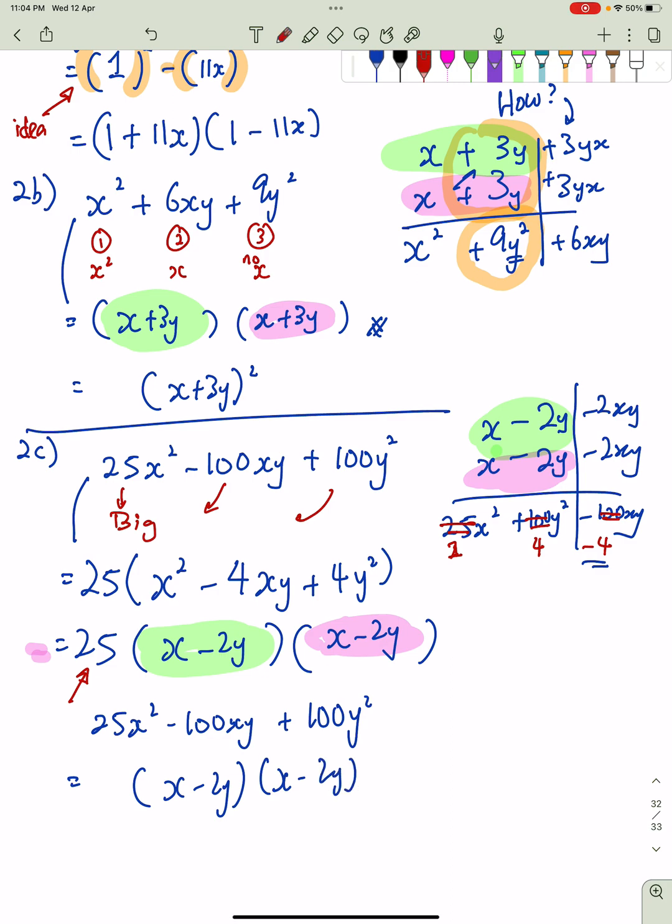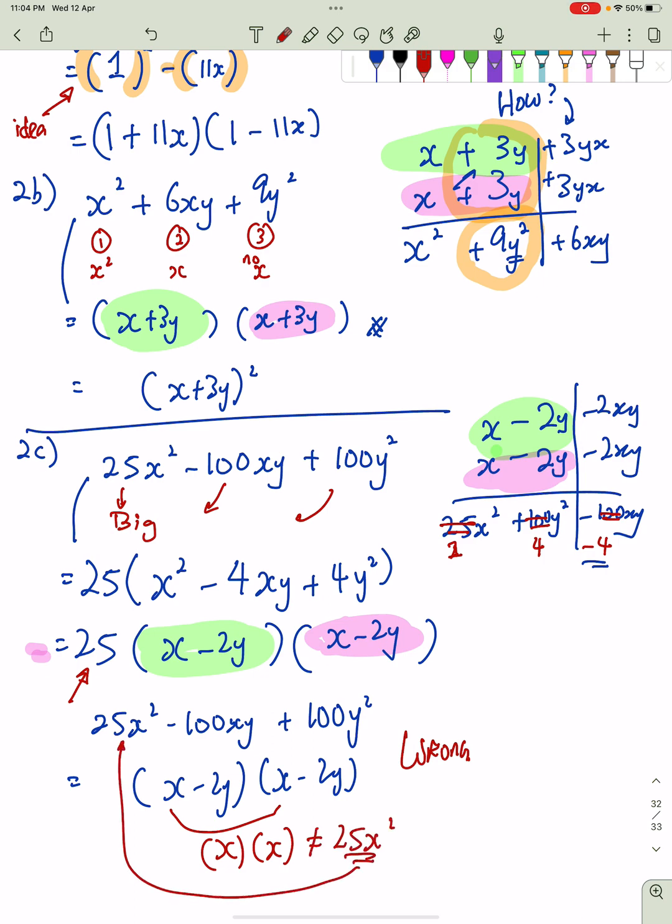Now I want you to recognize that this is wrong, because x times x is not equal to the original expression, which is 25x squared. So the solution is always to factorize. Now this factorize means you want to factorize the highest common factor. In this case it is 25, right? This 25 comes from here. Okay, so I hope this helps to explain a little bit.